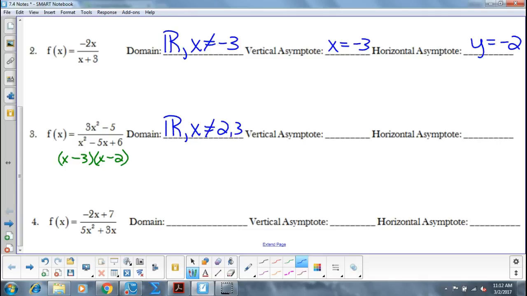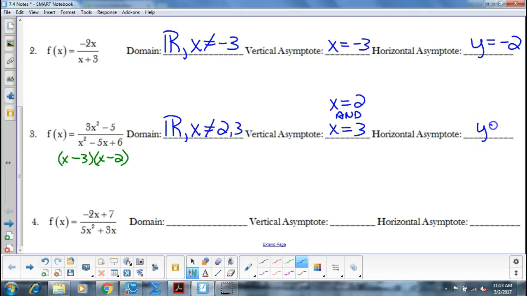What does that mean for our vertical asymptotes? Yep. X equals 2 and x equals 3. Horizontal asymptote: y equals 3, because we have degree of 2 on the top, degree of 2 on the bottom. So we take the coefficients. 3 over 1 is y equals 3.